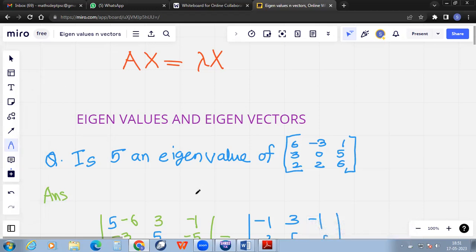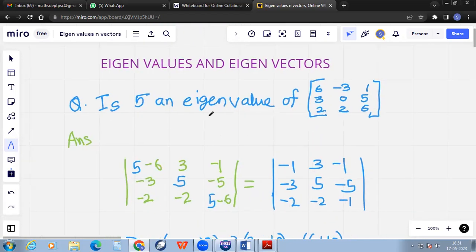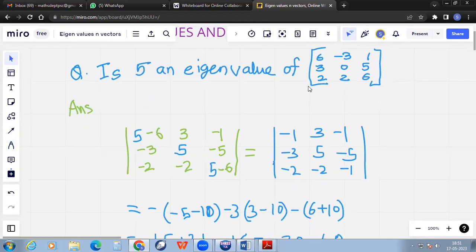Our first question is: is 5 an eigenvalue of this matrix? So let us call this matrix as our matrix A, and we want to check whether 5 is an eigenvalue of this matrix or not.